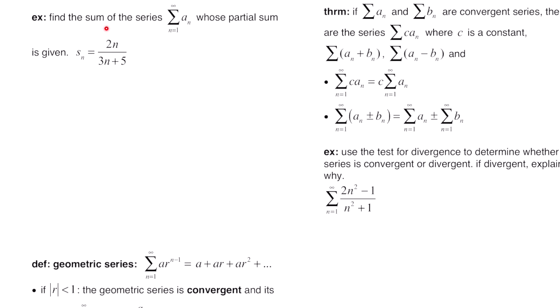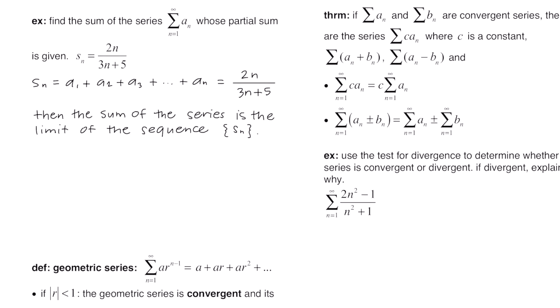This example says find the sum of the series, and we have sigma n equals 1 to infinity of a sub n, whose partial sum is given. So here's the formula for the partial sum. We have S sub n equals 2n over 3n plus 5. So S sub n is the partial sum for this series. So we start by plugging in 1 for n, then we add and plug in 2 for n, and then we add and plug in 3 for n, all the way until a sub n, and we're given that this partial sum, a1 plus a2 plus a3 ... plus a sub n equals this formula right here. So again, I just wrote it out so that we can see our partial sum.